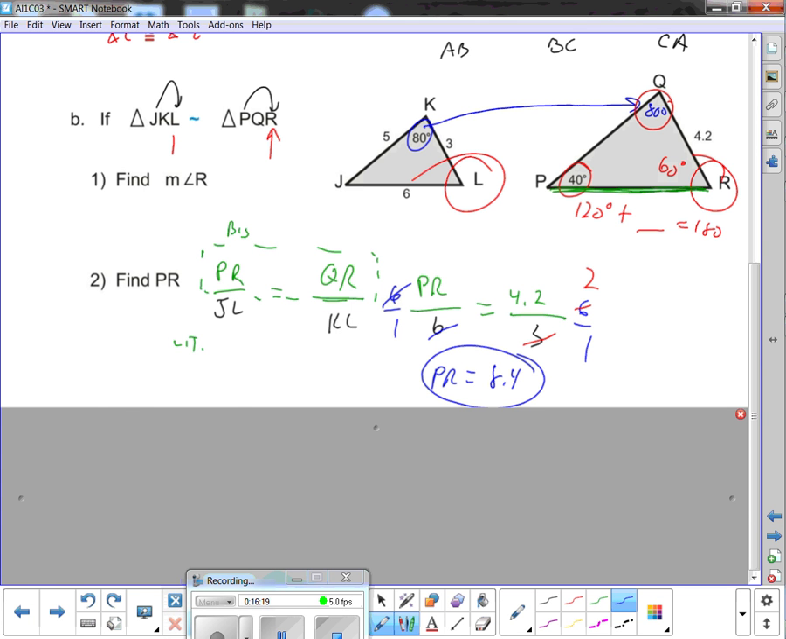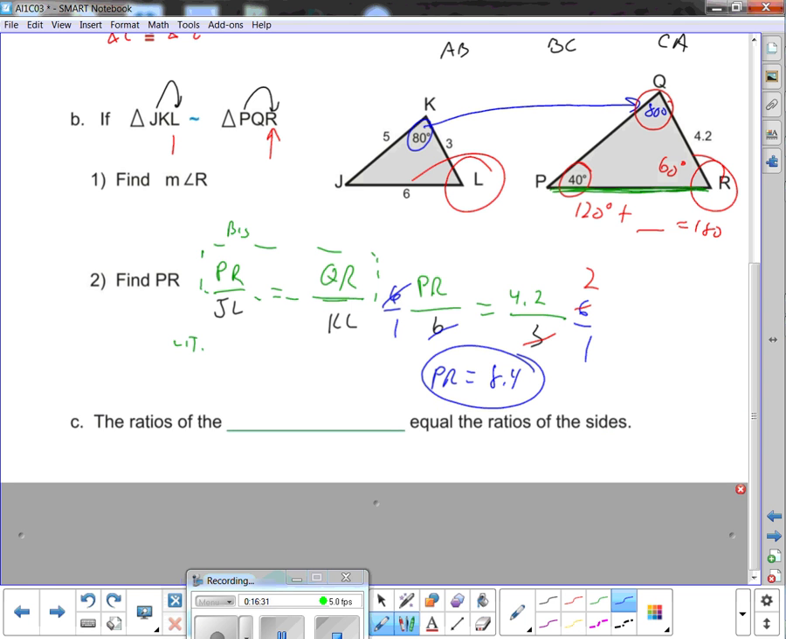Leave it. We still have another side that they could ask you for. We'd have to do the same thing. Form a proportion, 3 to the 4, and voila. Any questions so far? Okay.